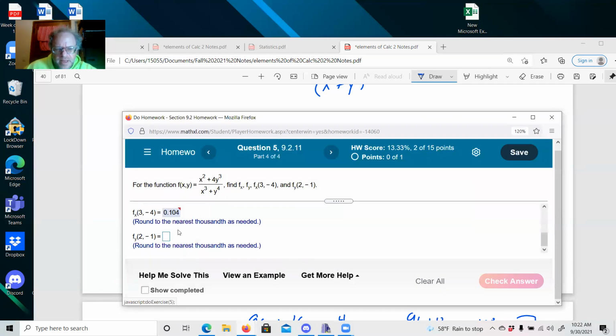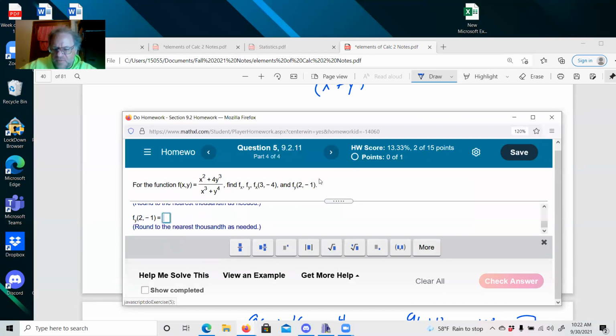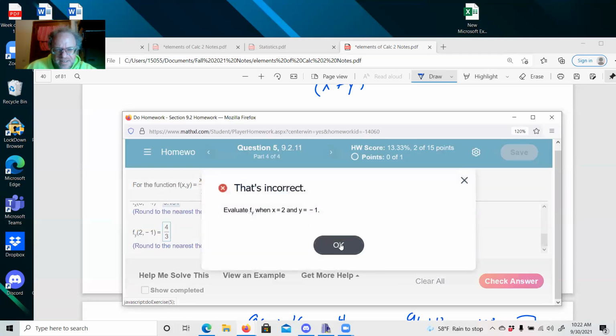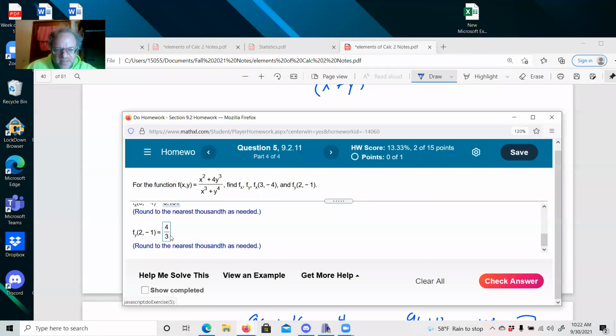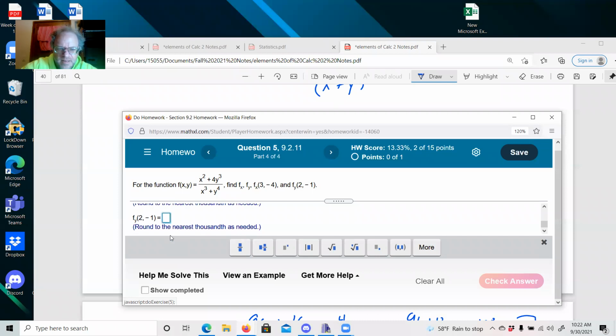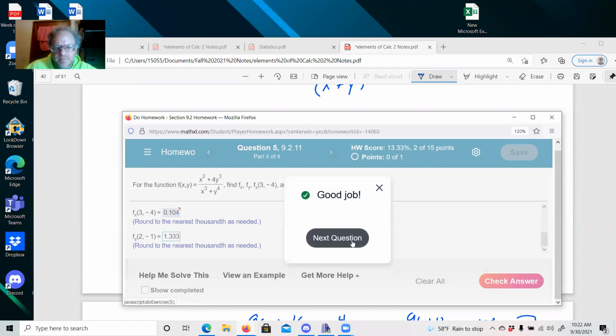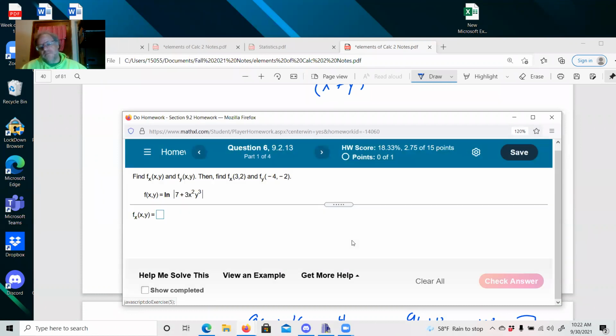Great. And last one, what do we get for that? We got 4/3. It's not going to like it, is it? Because it says round to the nearest thousandth. Okay, let's see. 1.53. Okay, I was happy with that. I'm sorry, I would have liked the square root there, or the 4/3. I would have liked the fraction, but yeah, what are you going to do?